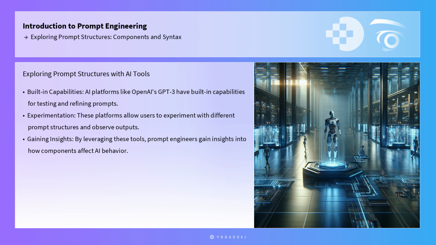In addition to frameworks, various tools can aid in exploring prompt structures. AI platforms like OpenAI's GPT-3 have built-in capabilities for testing and refining prompts. These platforms allow users to experiment with different prompt structures and immediately observe the resulting outputs. By leveraging these tools, prompt engineers can gain valuable insights into how different components and syntax affect AI behavior.